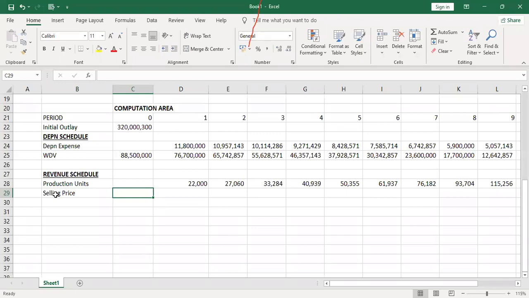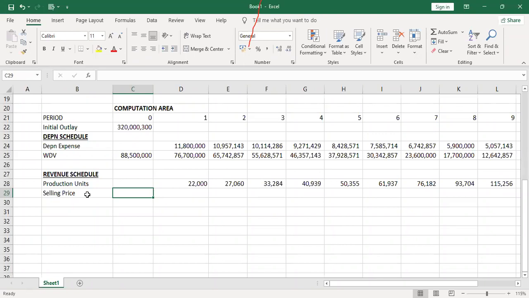Now production units will come in year 1 because you have the units when you start producing. But selling price will come in year 0 because this is the planning period. You determine the prices and the costs during the planning stage. But production you will be sure of when you actually go ahead and produce.